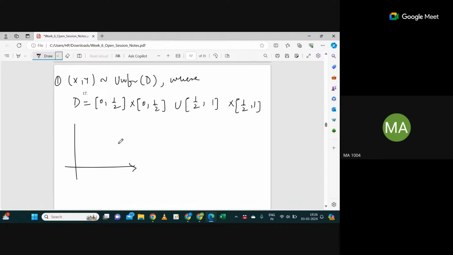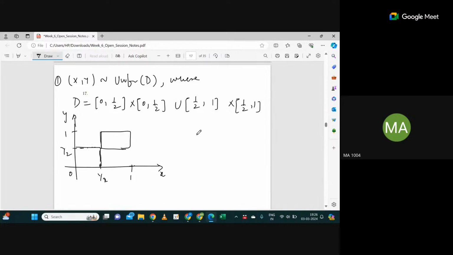so this is x, this is y. Suppose this is 0, half is here, 1 is here. So the first region is 0 to half times 0 to half, right? And then half to 1 times half to 1, this one, right? It should be a proper square, for example.